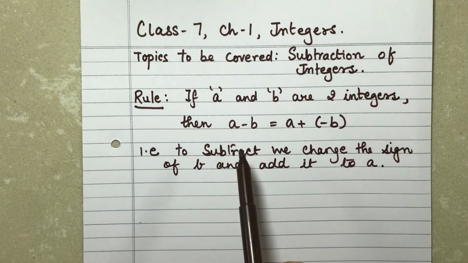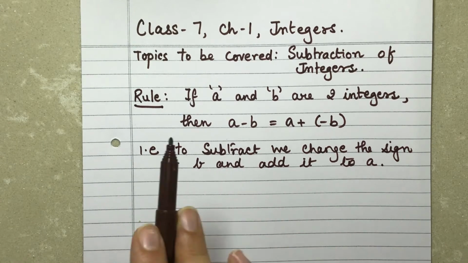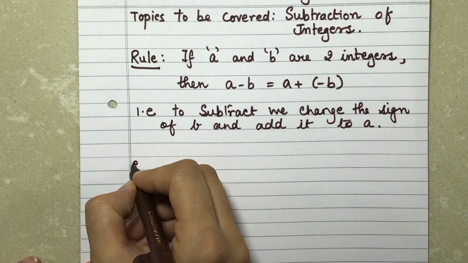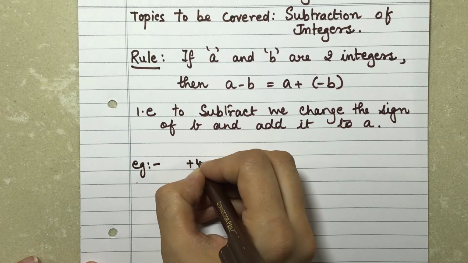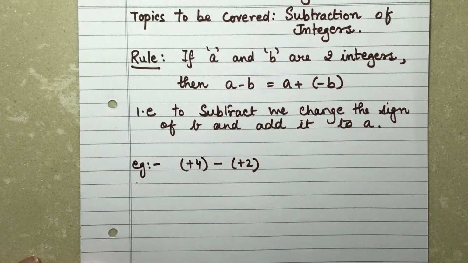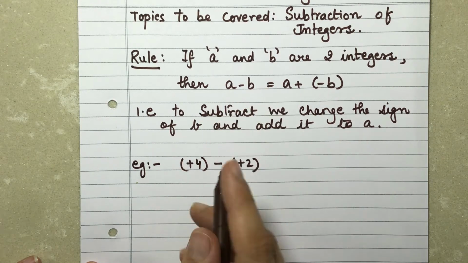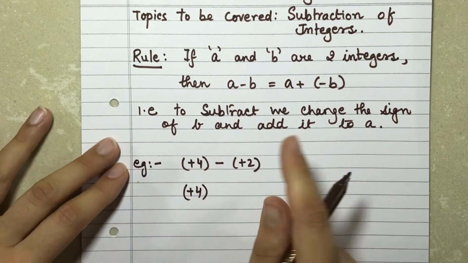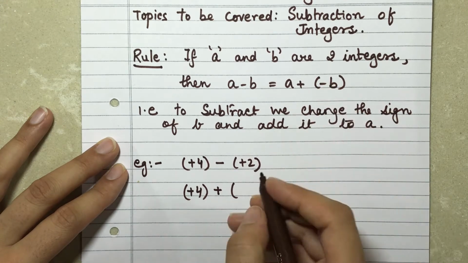So basically, to subtract we have to change the sign of b and add it back to a. Let's take examples, because examples help us in clear understanding. If we have to subtract plus 4 from plus 2, what am I supposed to do? This is a minus b like given here. My a is going to remain the same, which is plus 4. My minus sign here is going to convert to plus, and my positive b is going to become negative b.